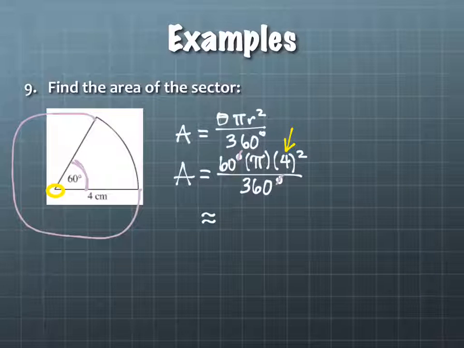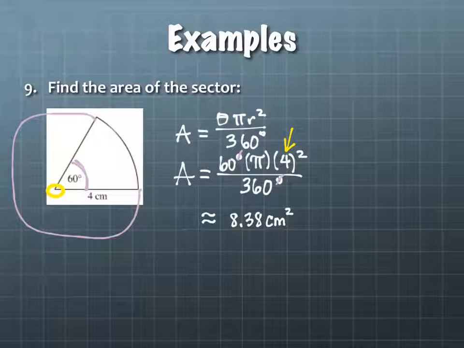Okay? So what do you get for the area of this sector? 8.38 centimeters squared. Is that what everyone has? All right, any questions on that one?